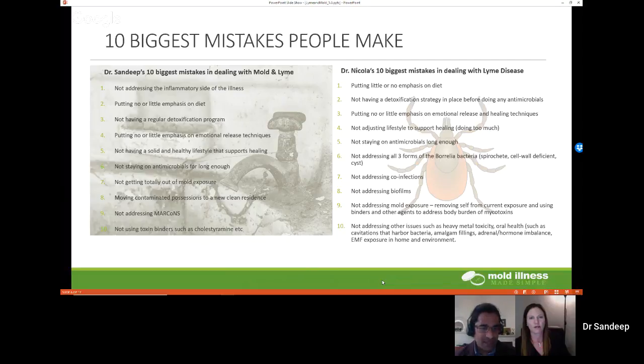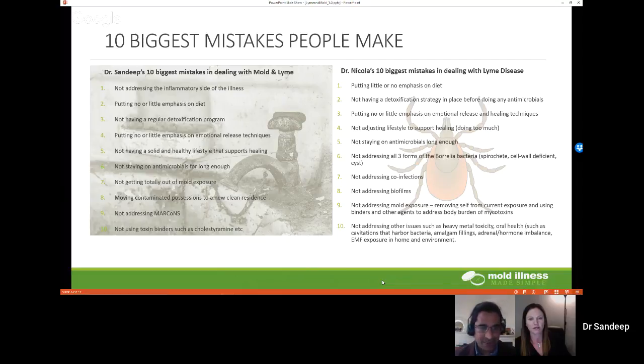Number 6, not staying on antimicrobials for long enough. I'll leave that one to Dr. Nicola to talk about, but that's an important one with regard to Lyme. Number 7, not totally getting out of mold exposure. That's a really, really important one, and I think it's pretty self-explanatory that if you're still getting exposed on an ongoing basis, it's going to be very difficult to totally disarm your inflammatory process.